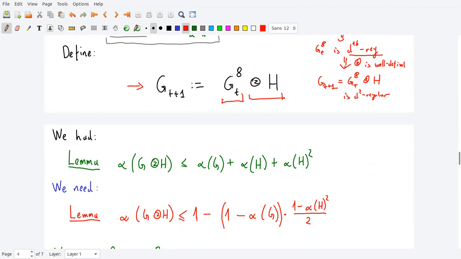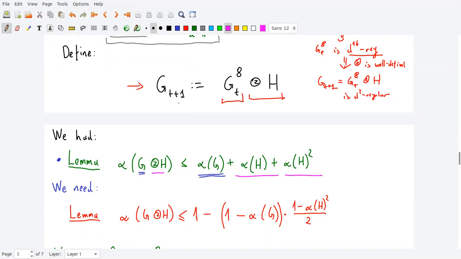So now we need to understand how the spectral gap improves in this construction. The lemma that we were using the last time, and that we actually proved during the last lecture, was the following: if we have already a good expander G with spectral parameter alpha of G, then making a zigzag with a graph H can only worsen the parameter alpha by adding alpha of H and alpha of H squared. This was called beta during the last lecture.